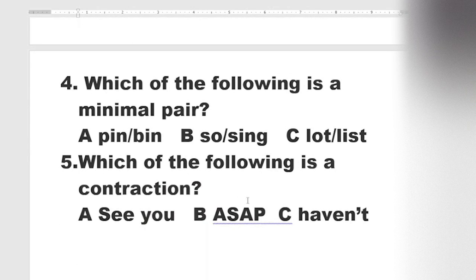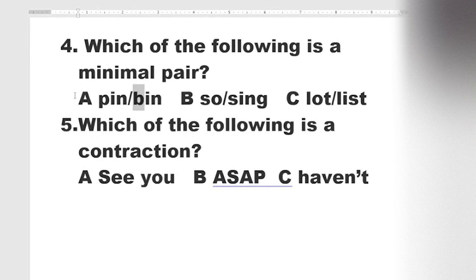Which of the following is a minimal pair? We talked about minimal pairs. We distinguish minimal pairs by only one phoneme. So here, pin, bin. We are distinguishing pin from bin only by one phoneme. So the answer is A.